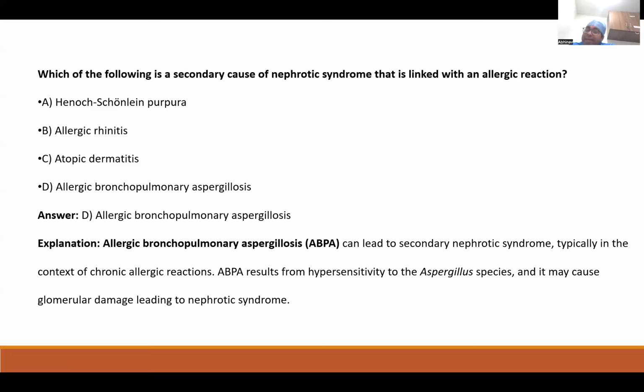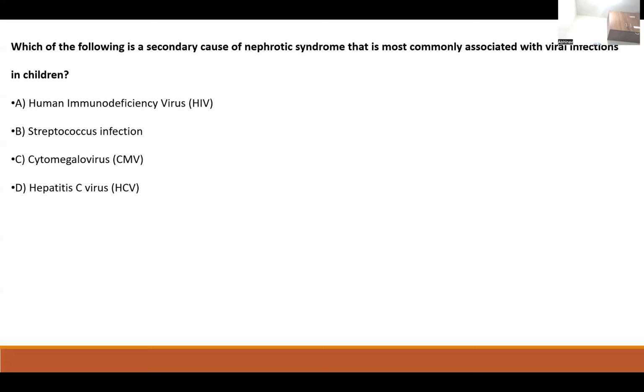So ABPA can lead to secondary nephrotic syndrome, typically in the context of chronic allergic reactions. ABPA results from hypersensitivity to Aspergillus species, and it may cause glomerular damage leading to nephrotic syndrome. So remember this. Unless you go through the entire table of secondary causes, you will not be able to answer this. Even ABPA, remember this, ABPA is linked to causing nephrotic syndrome.